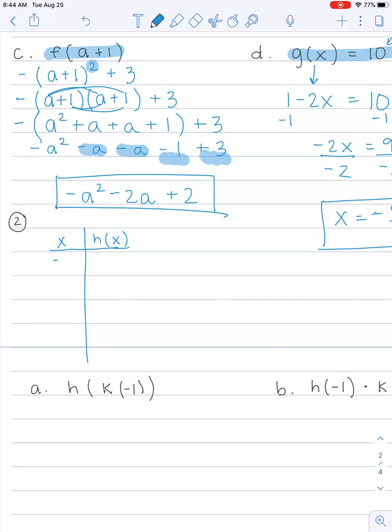If I plug in -2, I get 4. If I plug in -1, I get 7; 0, 10; 1, 13; and 2, 16. All right, there's H of X. And then we're going to draw a graph. Now, it's not going to be the prettiest graph, we don't have graph paper, but we're going to try our best here. So I'm going to draw my graph.